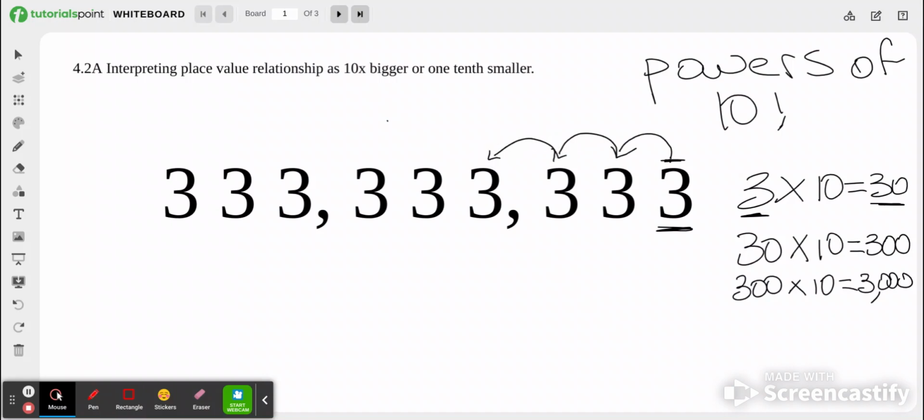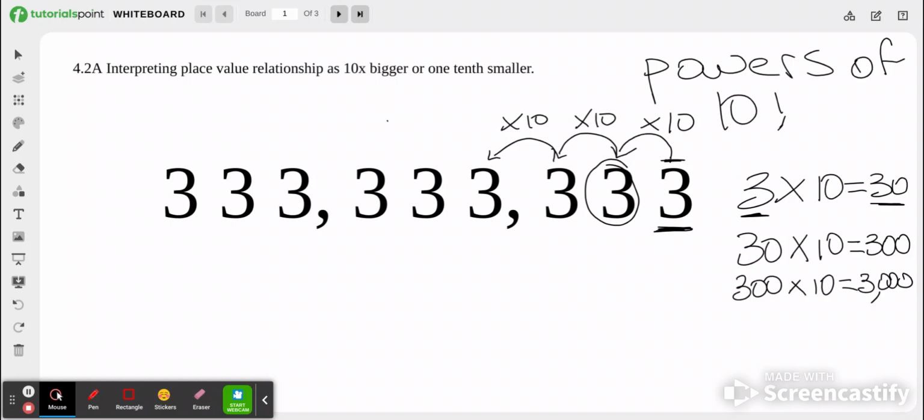Okay, so this is the power of 10. It has the power to shift a digit one place to the left. Okay, so that's 10 times bigger. 10 times bigger, 10 times bigger. And that's what they're referring to in that place value relationship. So we can say this 3 that's circled in the tens place is going to be 10 times larger than the 3 in the ones place that's underlined.